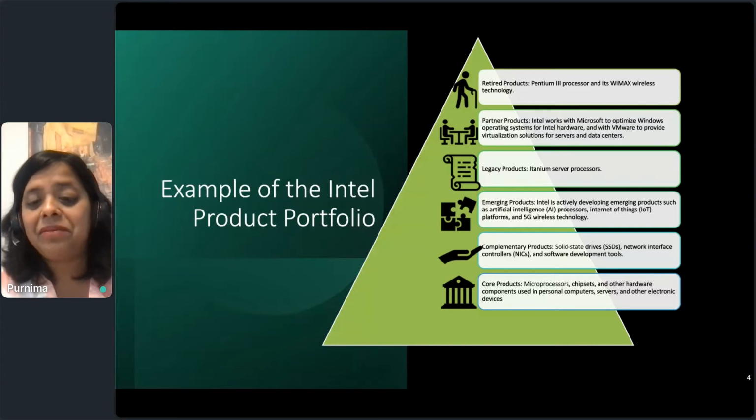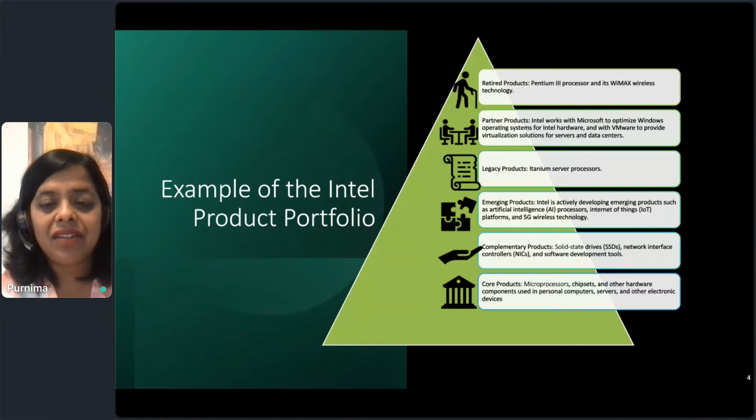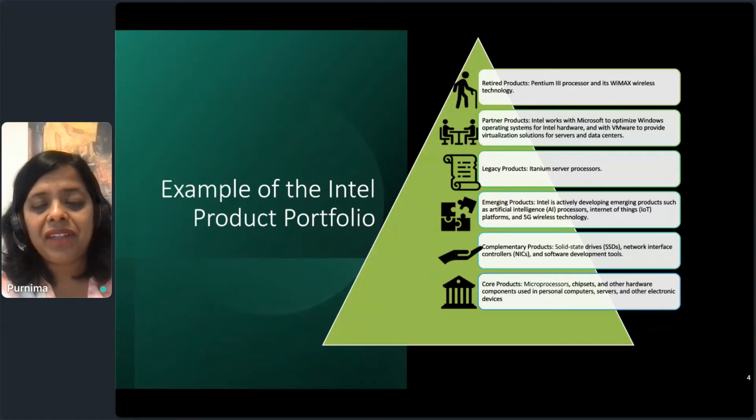And then emerging products is essentially Intel building into, hey, I think this thing is going to be compatible with the new 5G wireless technology or Internet of Things or even artificial intelligence, right? Those are the emerging products. Legacy products, well, I didn't even remember this one, but this was the Itanium server processors.